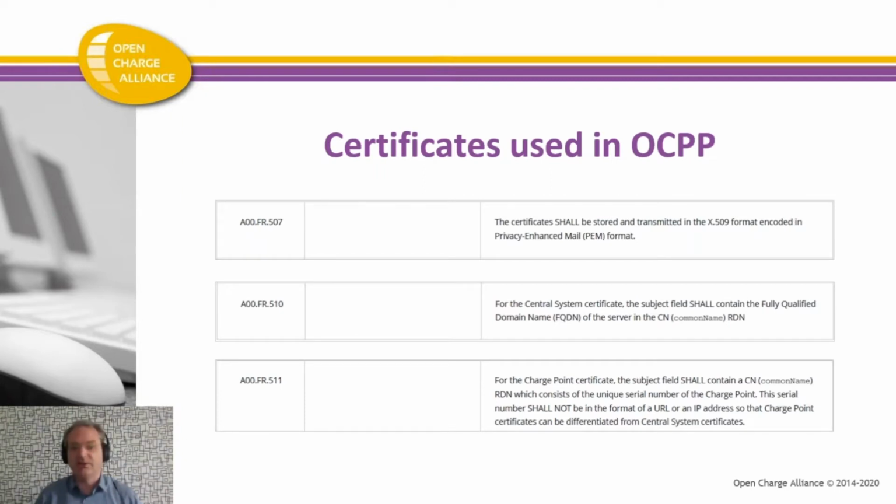And the second and the third requirement both state how you must use the certificate common name. The first one says that for the central system, it should include the fully qualified domain name. And the second one says that for the charge point, the unique serial number of the charge point must be in the common name of the certificate. So these are fixed values for each certificate.